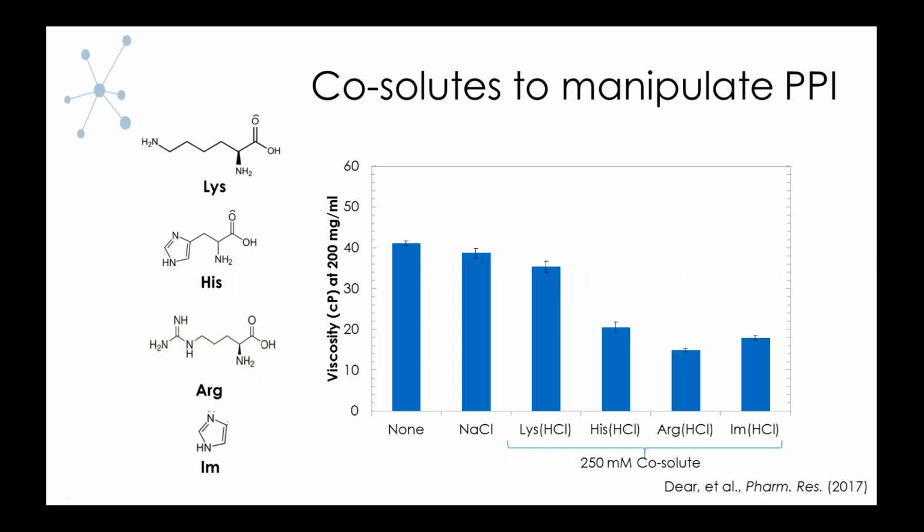So when we compare the effects of these different cosolutes on MAB1, you can see that the cosolutes that don't screen the aromatics, the sodium chloride and the lysine, have a very weak effect on the viscosity of MAB1. We're adding 250 millimolar of these cosolutes. This 250 millimolar should extend to the sodium chloride as well. That's also the same concentration. But you can see they all have a very weak effect on the viscosity.